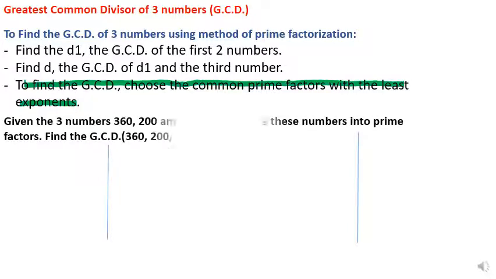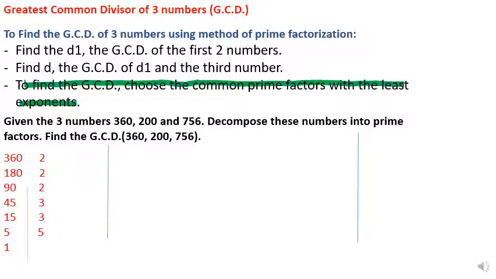I'm going to take as an example the three numbers 360, 200, and 756. For each of these numbers, I'm going to find the divisors and write them as prime factors. First, 360. By 2, it's 180. By 2, it's 90. By 2, it's 45. By 3, it's 15. By 3, it's 5. By 5, it's 1. So 360 is written as 2 to the power 3 times 3 squared times 5.